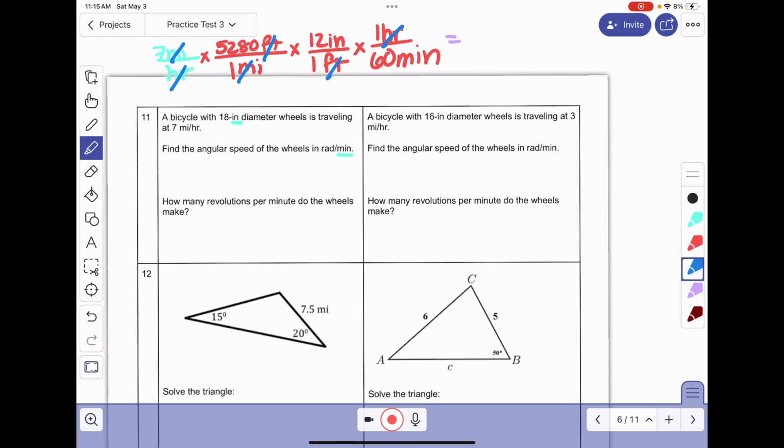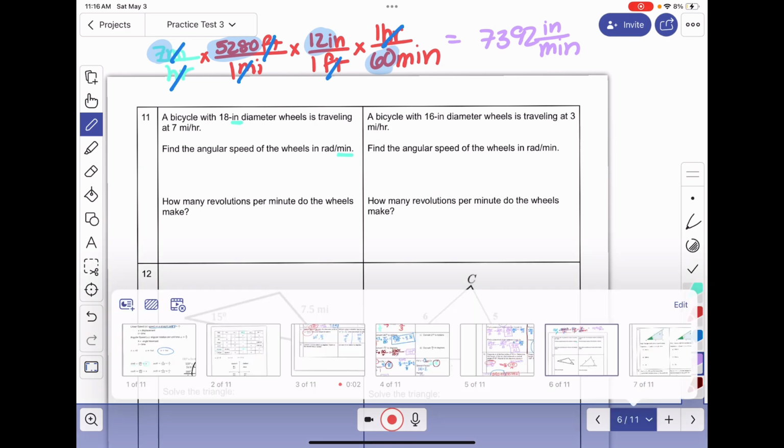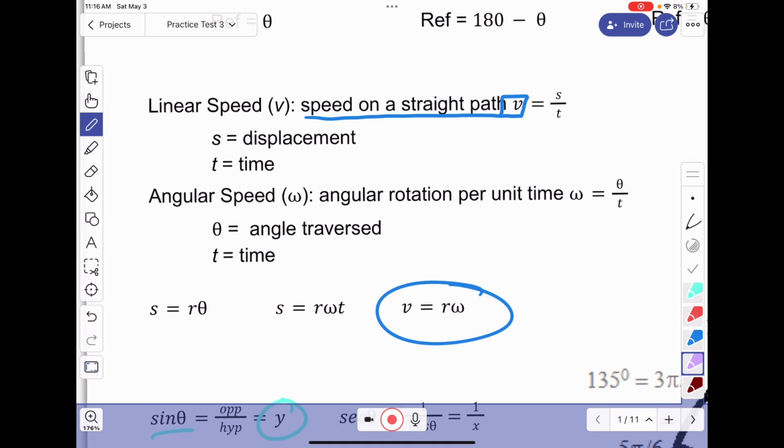So on the top, I do 7 times 5,280 times 12. And then on the bottom, I divide by 60, and I get 7,392 inches per minute. So now I have that in terms of the units that help me with my problem. So I'm going to look over here and say, okay, linear speed is V, and that's the speed on the straight path. So that's what we just found, V in inches per minute.